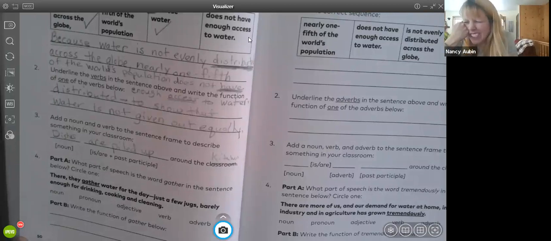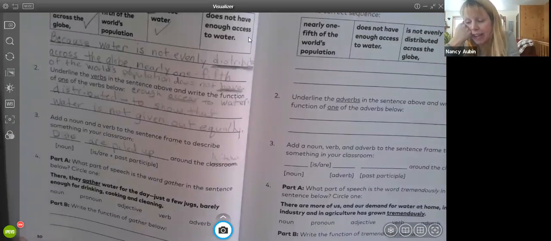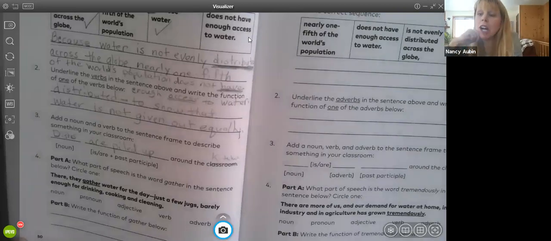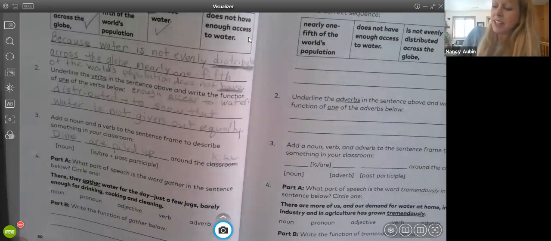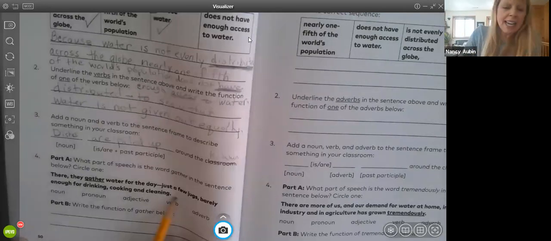Stand up if you think it's a noun, the word gather. They gather water for the day. Stand up if you think it's a pronoun. Stand up if you think it's an adjective. Stand up if you think it's a verb. Yay! You should be standing, right, Ben? It is a verb. It's not an adverb.